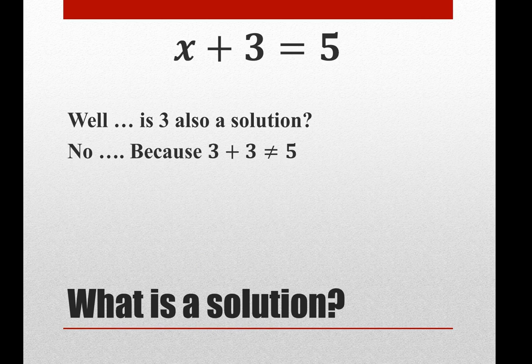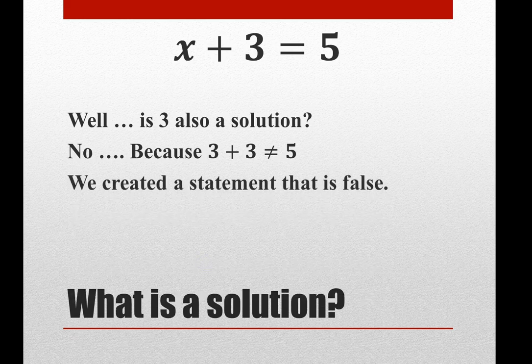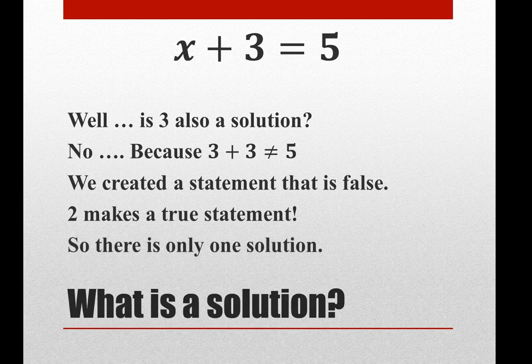It's not because if I put 3 in for x, which is of course what a solution is, if I put 3 in there, 3 plus 3 does not equal 5. So the statement that we created is false. 3 plus 3 does not equal 5. 2 is the only thing that will make this a true statement. And since 2 is the only thing that will make this a true statement, it means that there's only one solution.